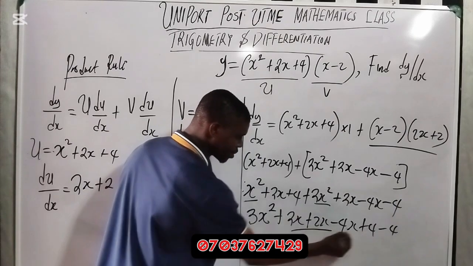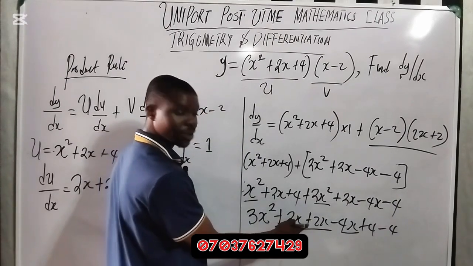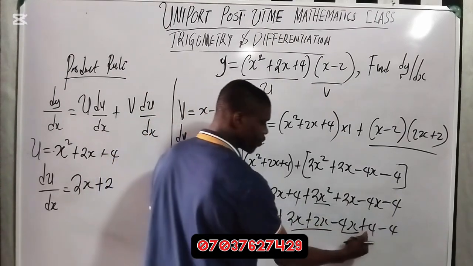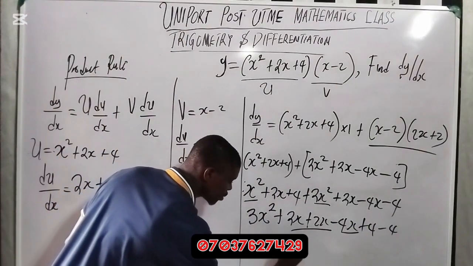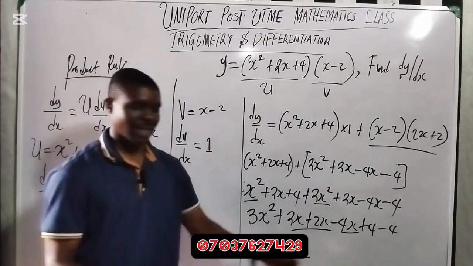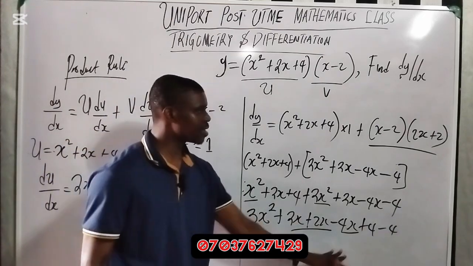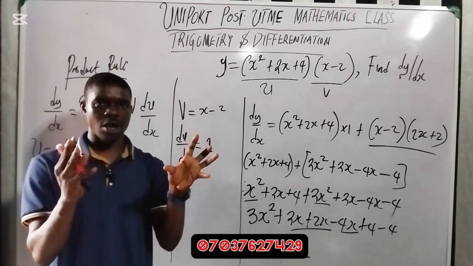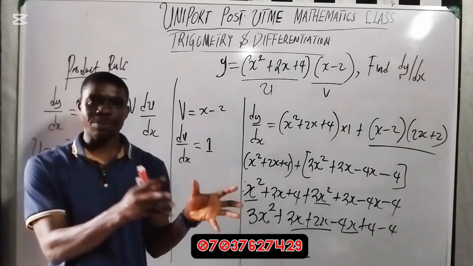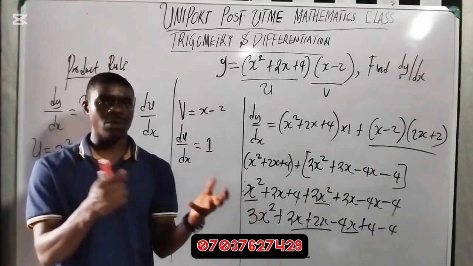So you can see that the 2x plus 2x is 4x minus 4x is 0. So 4 minus 4 is 0. So you have 3x squared. This is the answer. So we have done the formula method. We have covered the chain rule, and we have covered the product rule.